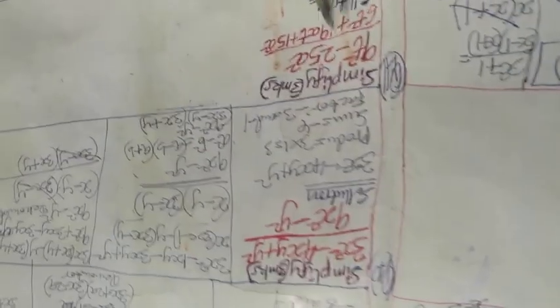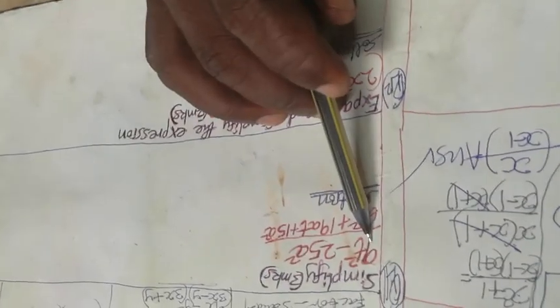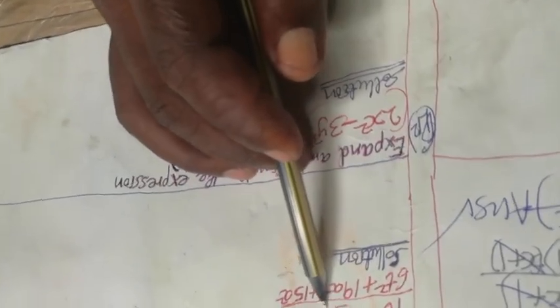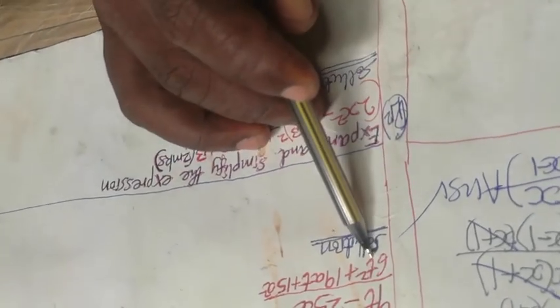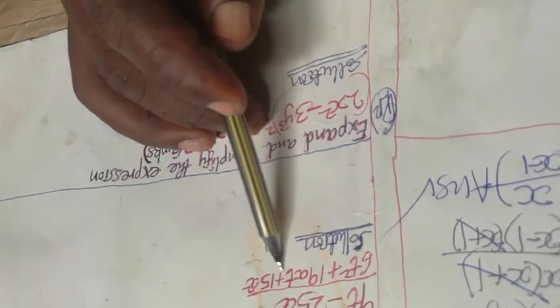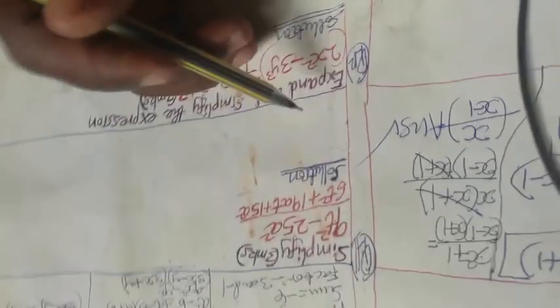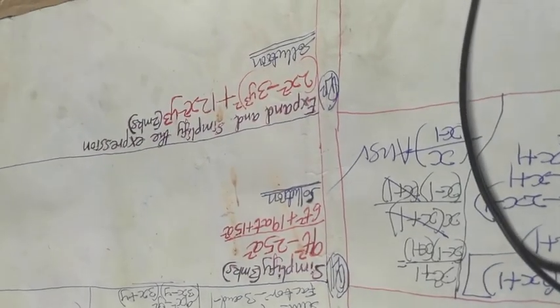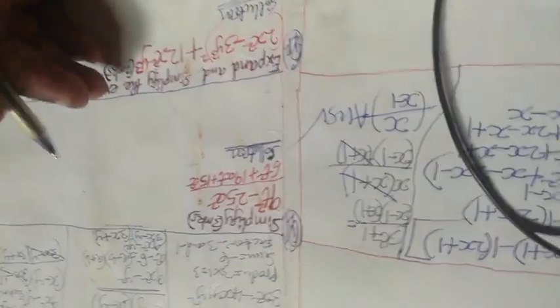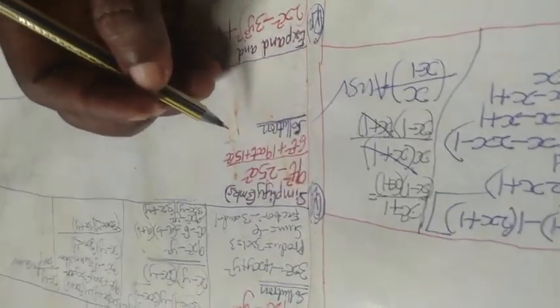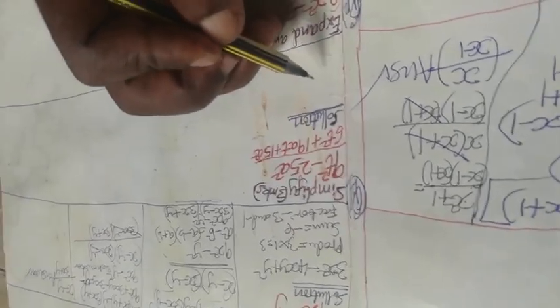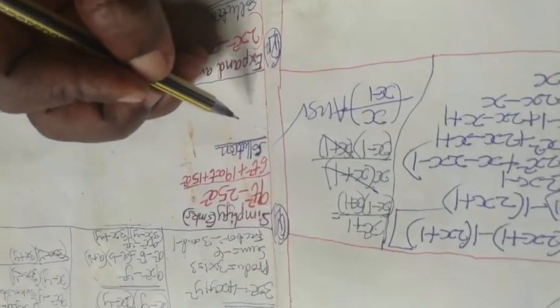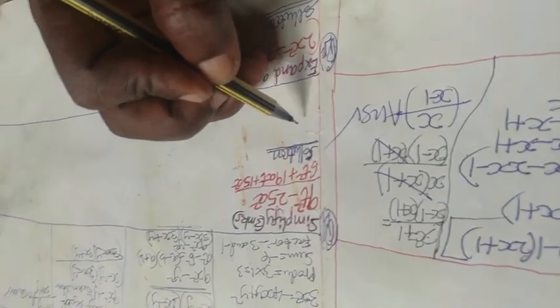We are going to question number 11, which states: 9t squared minus 25a squared, all over 6t squared plus 19at plus 15a squared. Note that this question was tested in KCSE paper 1, the year 2004. Now we proceed with the question.